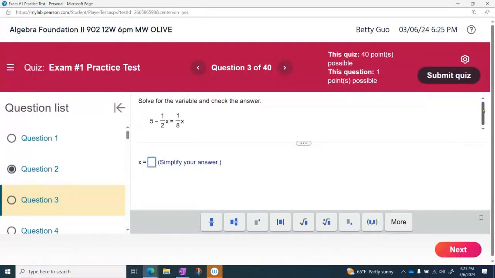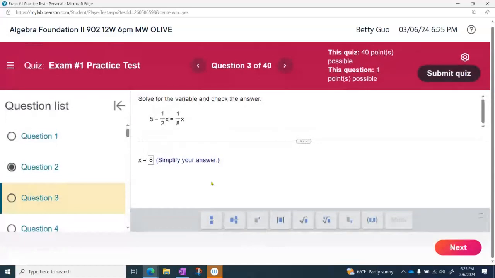When you enter, be very careful. This is 8. Do not enter a space or a comma. Just enter the number.